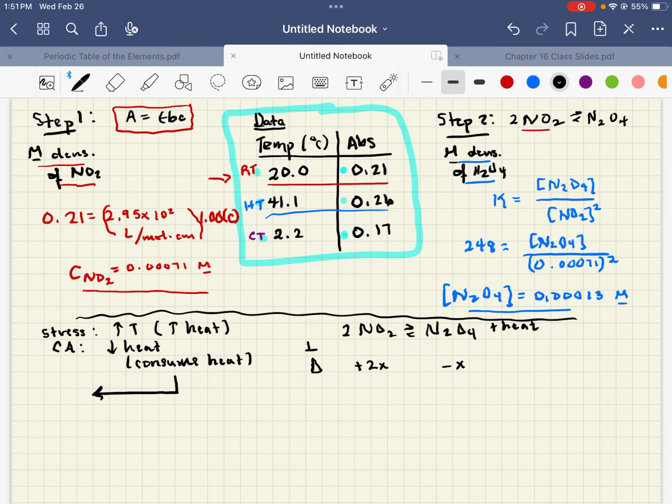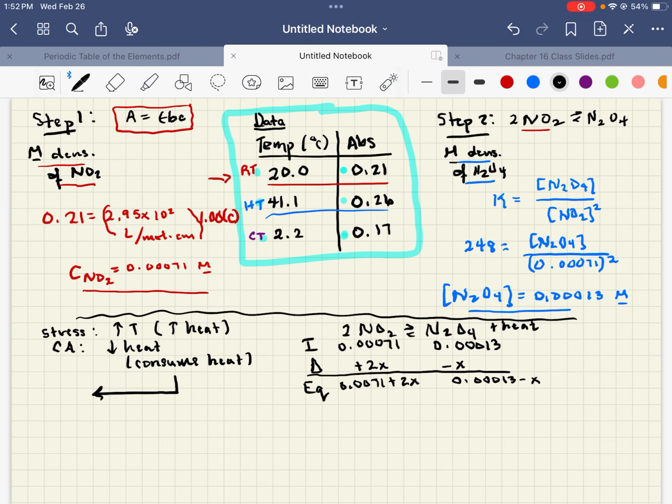Now the initial concentrations before we stressed it come from above. So notice the NO2 ends up being 0.00071, and the N2O4 ends up being 0.00013. And then that tells us that at equilibrium, since the sum of those two rows in the similar columns ends up being what's happening at equilibrium, we would have plus 2x here, and we would have 0.00013 minus x.